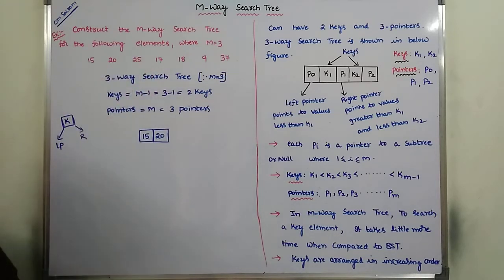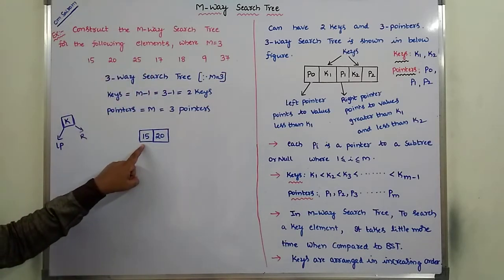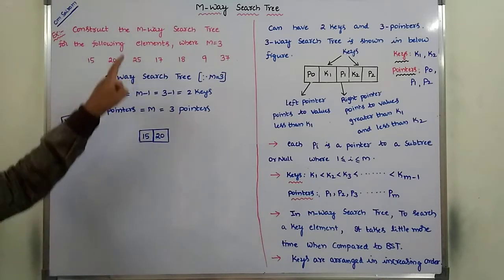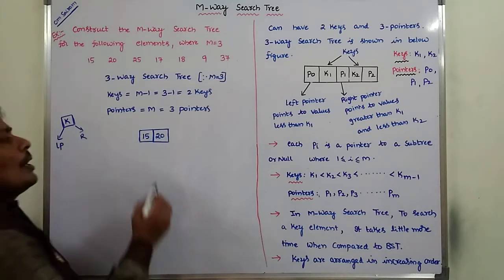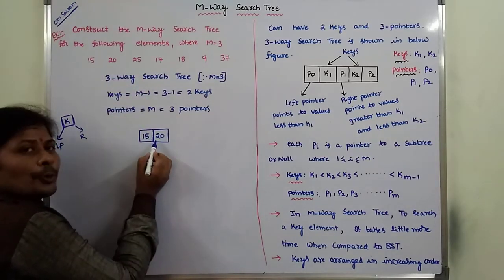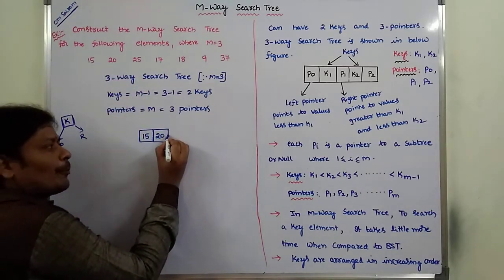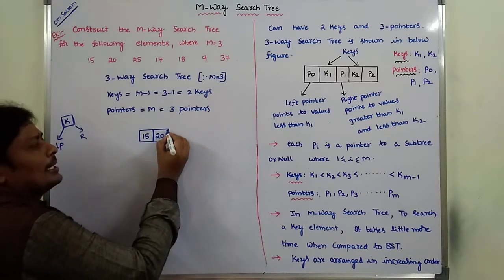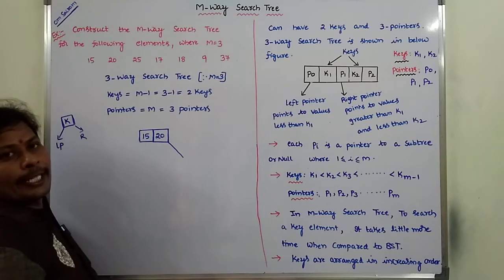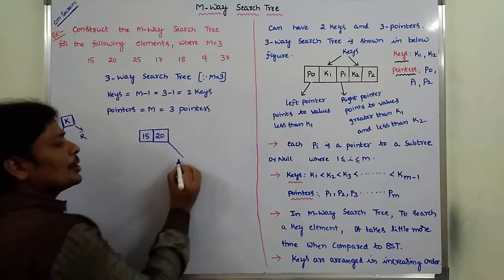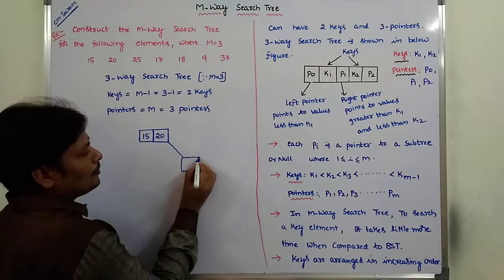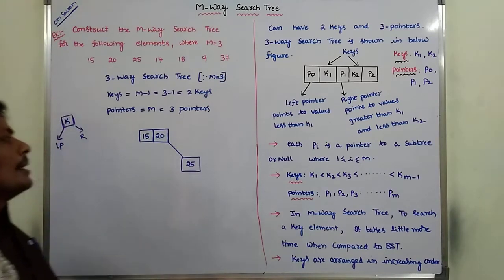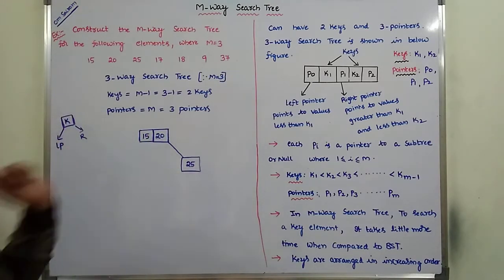Now, next element is 25. So 25 is compared with the first key element, that is 15. It is greater. Next, 25 is compared with the next key element 20. It is greater. So it points to the right subtree. Now we are considering the right pointer because 25 is greater than 20. So this is 25. Okay, so 25 is the right subtree for 20.